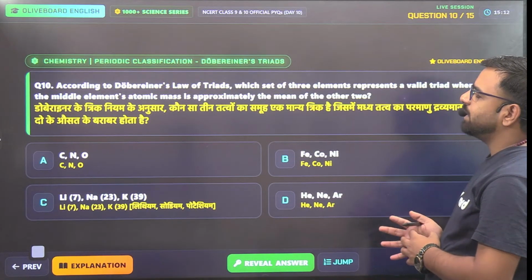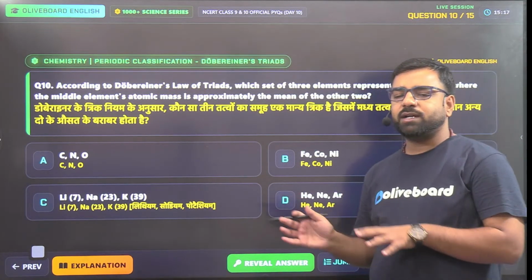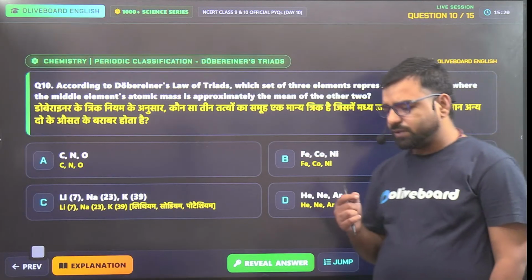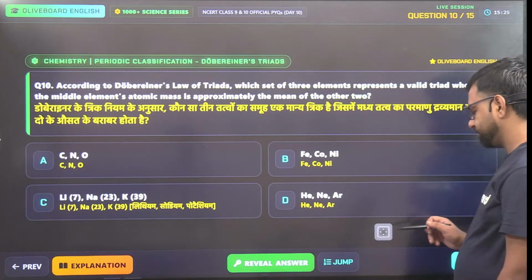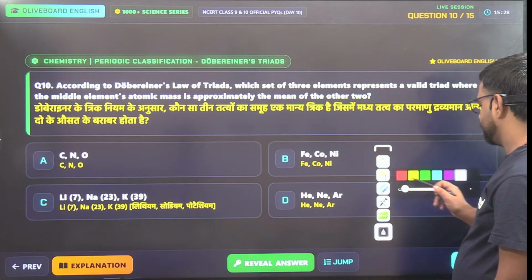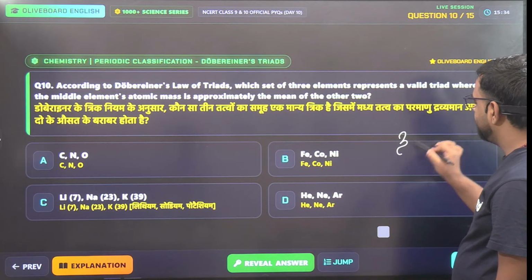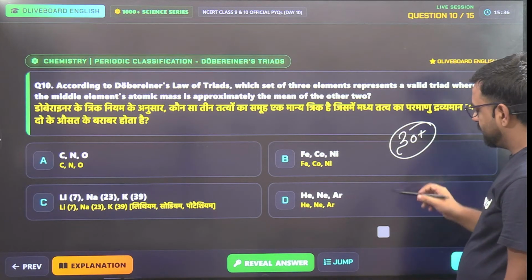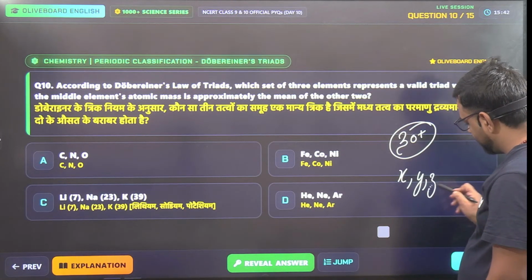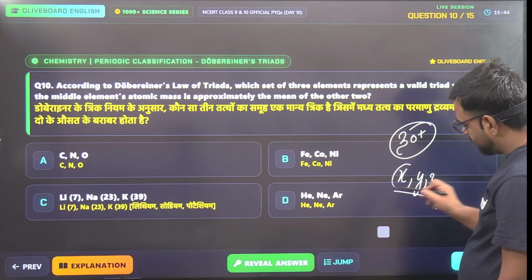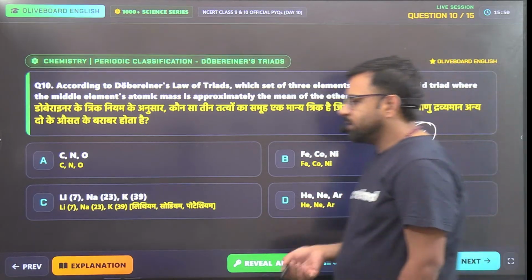Next, according to Dobereiner's law of triads, which set of three elements represents a valid triad where the middle element's atomic mass is approximately the mean of other two? What do you think? You have four options. So by the time you're answering, let me tell you, Dobereiner was the first one to classify the elements. So during the time of Dobereiner, 30 plus elements were known, and he grouped the elements in a way, let's say X, Y, Z are arranged in the increasing order of its atomic mass. So if you just take the average of X and Z's atomic mass, it will be equal to Y.